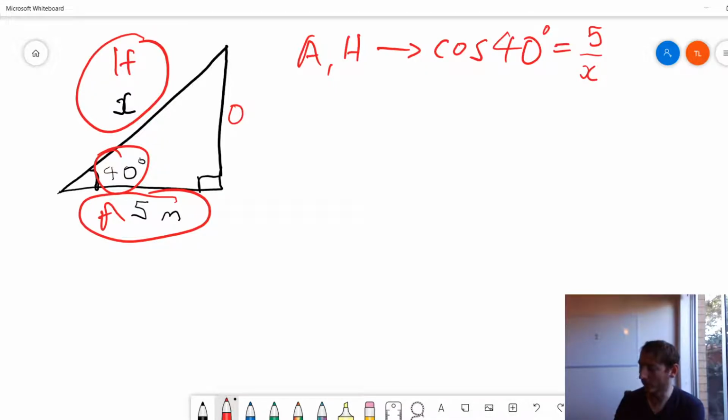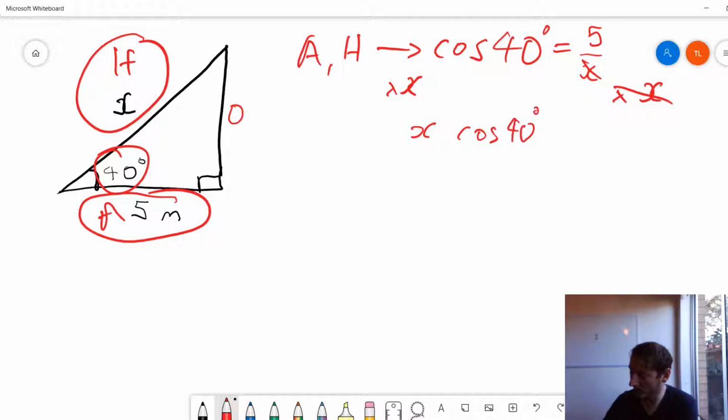Now you can see what we did last time was multiply by the denominator. And we're actually going to have to do the same thing again. What we'll find though is when I times both sides by x, and those are going to cancel because they're inverse of each other, I'll end up with x cos 40 equals 5, which doesn't help me because x isn't by itself.